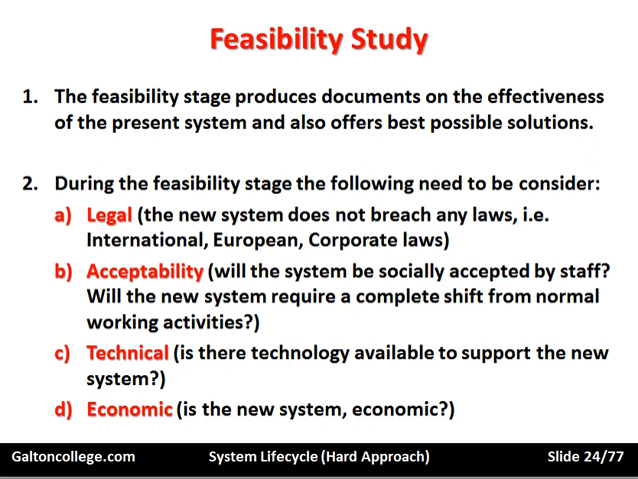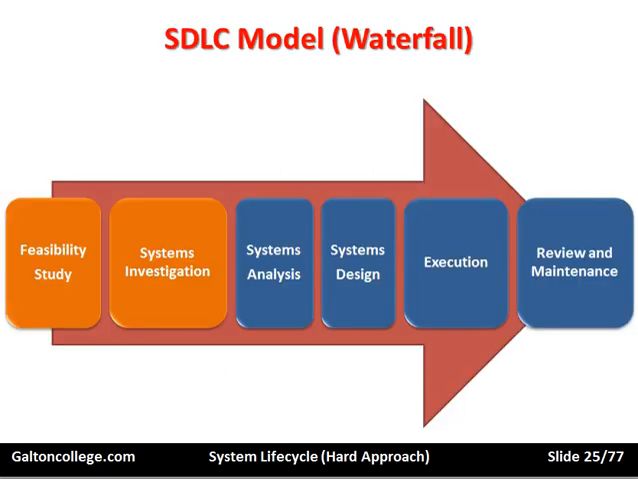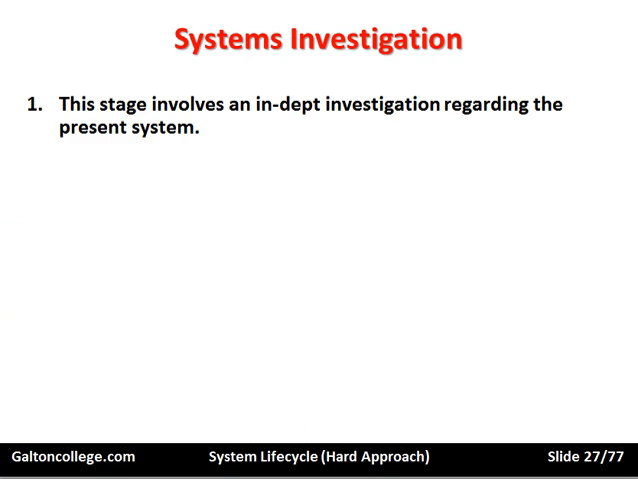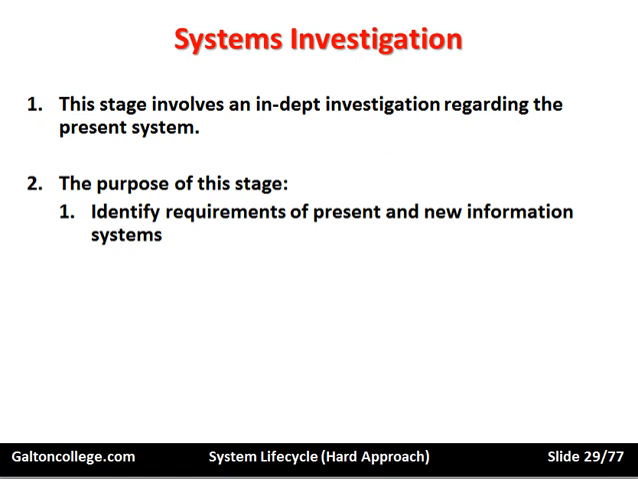Now let's go back to the waterfall system again and look at our diagram for the waterfall for the development of the system. We've done feasibility, so we're going to look at systems investigation, the next step along the line. This stage involves an in-depth investigation regarding the present system. It means looking at the present system very critically and being very thorough in the analysis of the existing system. The purpose of this stage is to identify requirements of present and new information systems.